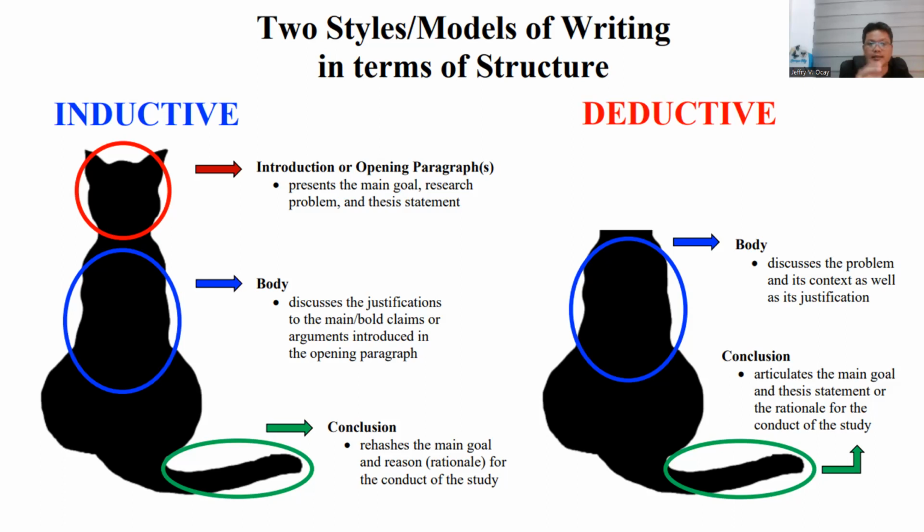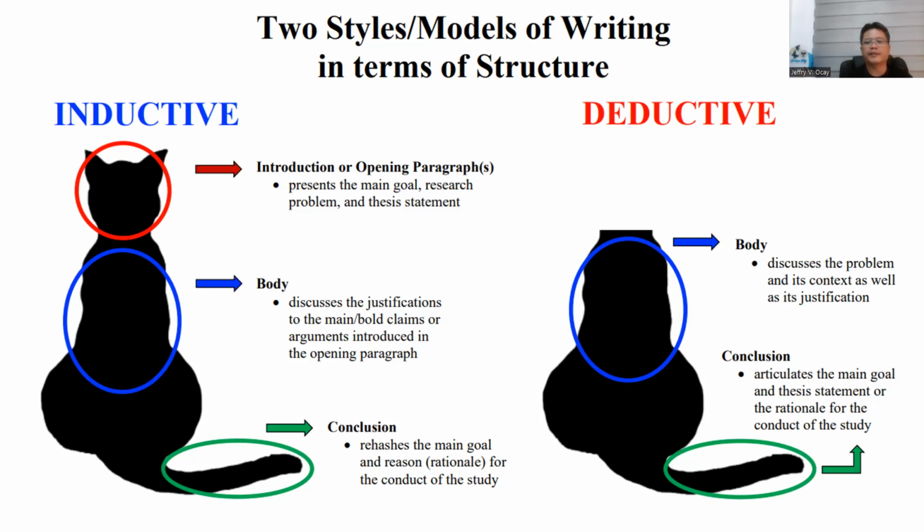So with these styles or models of writing in terms of structure, you get to have a plan in writing your piece of literature, be it a background of the study, methodology, or a review of related literature. The second advantage of knowing these two styles or models of writing in terms of structure is that you will not get lost or stuck along the way in writing your background of the study or any other parts of your thesis or research paper as a whole.